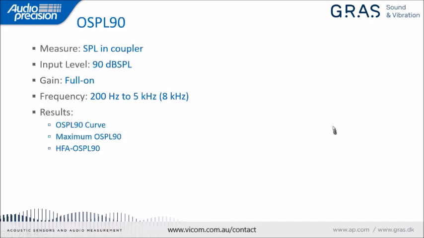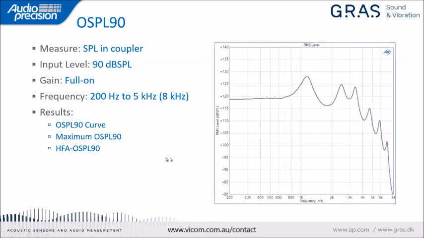First, we have the OSPL 90. This is an abbreviation for output sound pressure level for an input acoustic level of 90 dB SPL. So most of these involve measuring the sound pressure level in the coupler. In this case, the input SPL is 90 dB SPL, as the name implies. The gain of the device is set to full-on gain, and the frequency range is 200 hertz to 5 kilohertz for the production test standards, and 200 hertz to 8 kilohertz for the R&D standard, the Part 0 standard. The results are the OSPL 90 curve, which looks like this for the hearing aid I'm going to be demonstrating today.